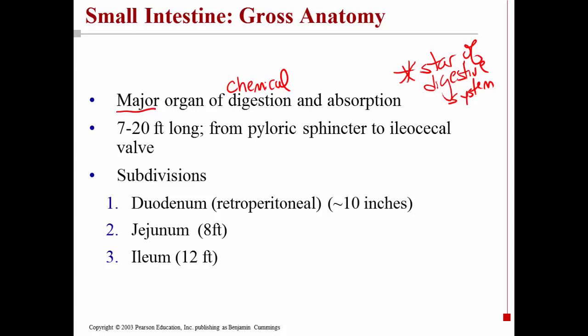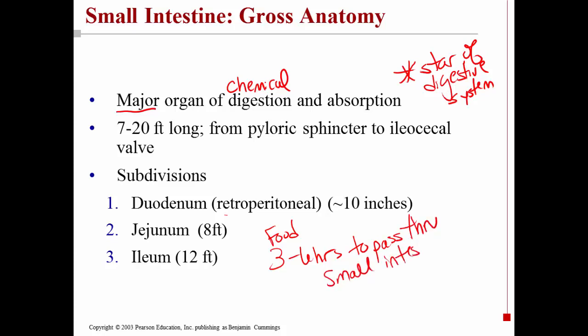There are three parts: the duodenum, which is retroperitoneal. Remember, that means outside the peritoneum. The jejunum, which is about 8 feet, and the ileum, which is about 12 feet. So how long does it take food to pass through this 20 foot section? Well, you might think it would be a longer time than the stomach, but actually the typical time is about 3 to 6 hours. So it takes food 3 to 6 hours to pass through the small intestine. So that means from the duodenum through the ileum. Now, of course, if the food is fatty, it's going to take longer. And the reason it takes longer is that it's harder to chemically break down fat.